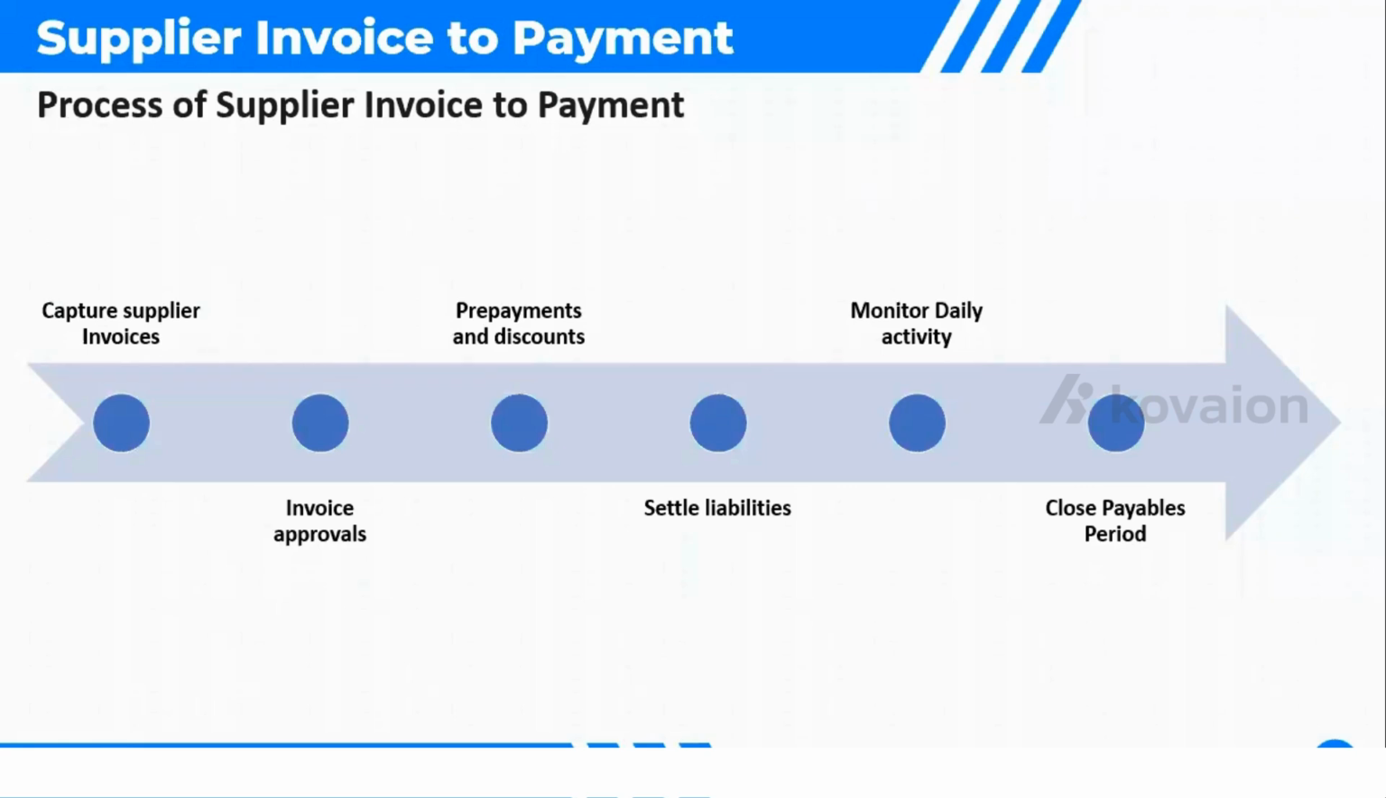So this consists of 6 steps, which mainly are capturing of invoices, approvals, prepayments and discounts, settling the liabilities, which is settling the payments and invoices to the respective banks to the suppliers, and monitoring the daily activity and closing the payables period. Let me get into the detailed description of each and every process which I've mentioned in the process of supplier invoice to payment.